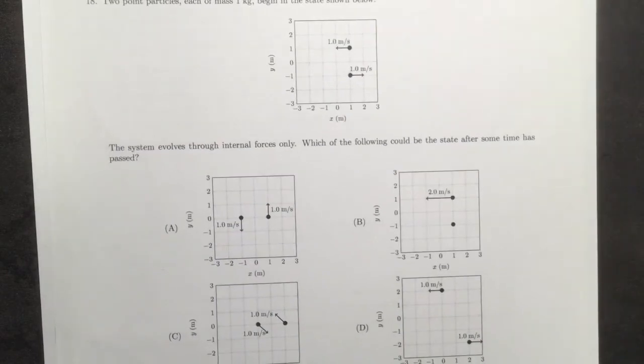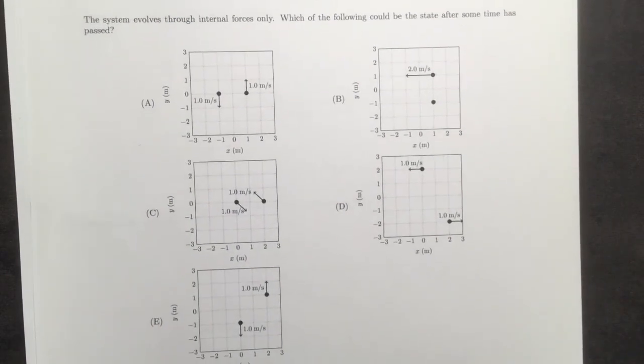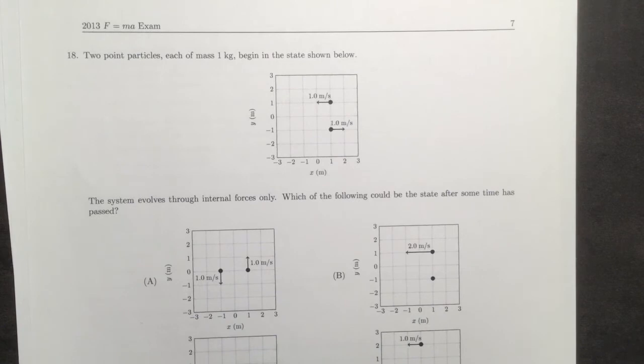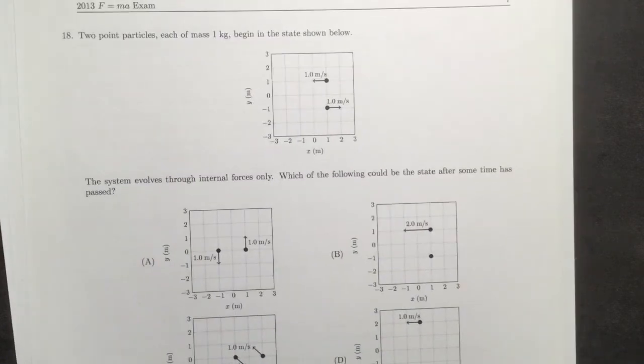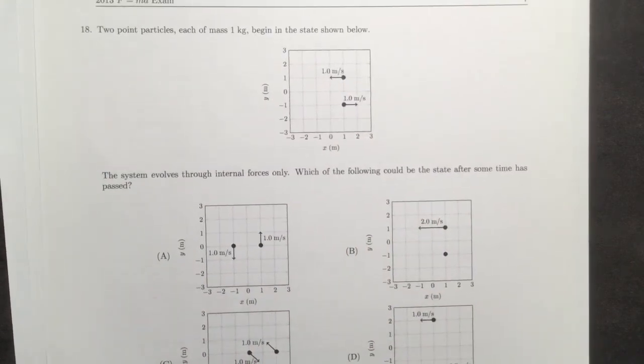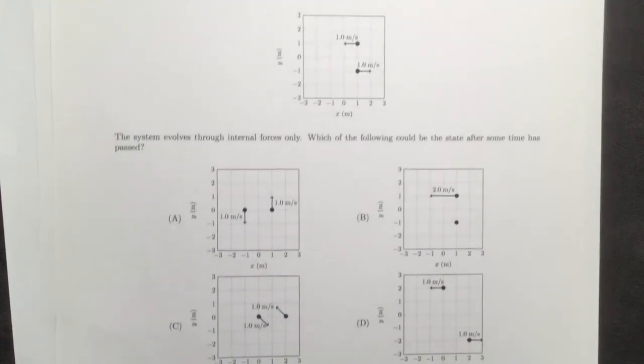Now let's look at question number 18. Two point particles of mass 1 kg. The state is shown below, as you see here. The system evolves through internal force only. Which of the following could be the state after some time has passed? So at the beginning, we see this configuration of particles moving in opposite directions. With only internal forces, the momentum has to be conserved, and the energy has to be conserved. And also the center of mass position has to be unchanged.